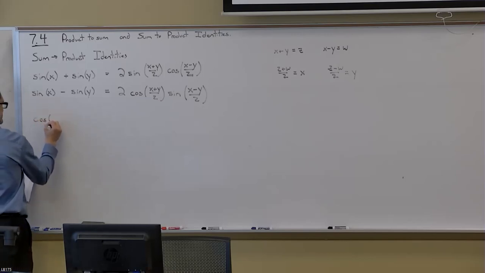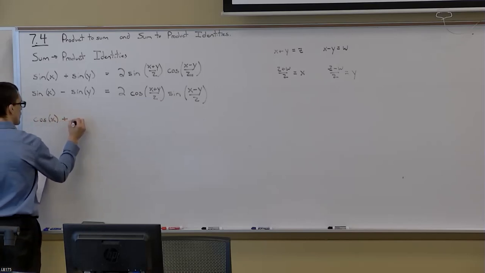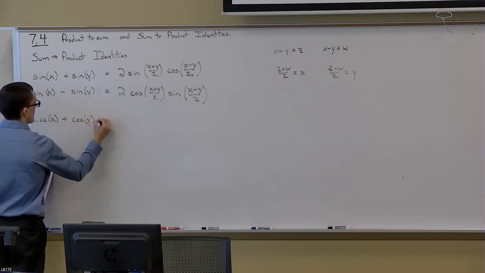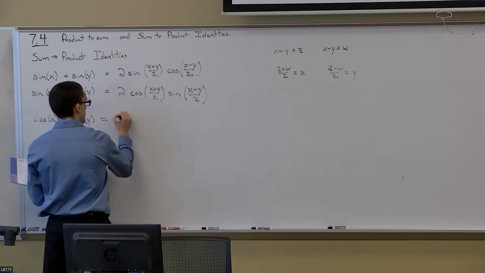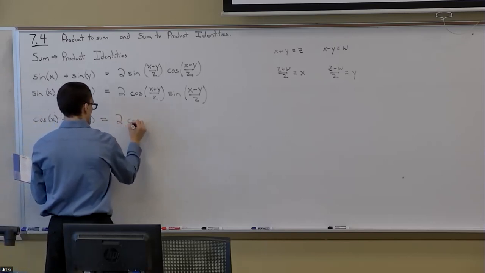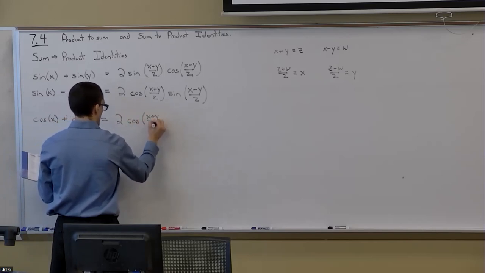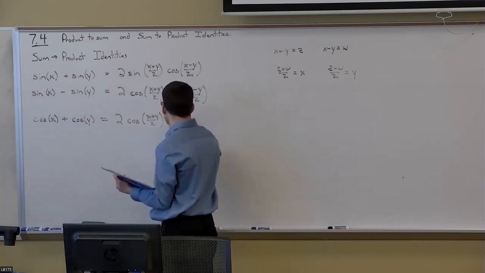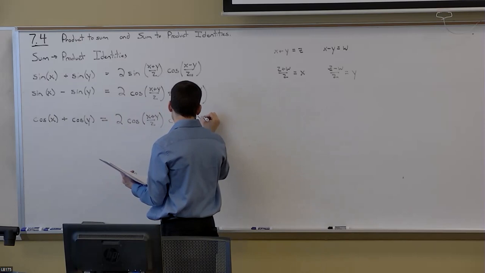Cosine of x plus cosine of y is equal to 2 times the cosine of (x plus y)/2 times cosine of (x minus y)/2.